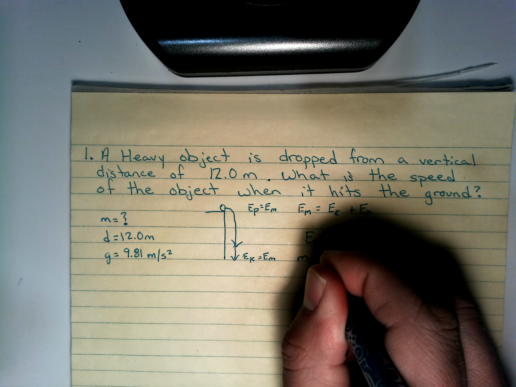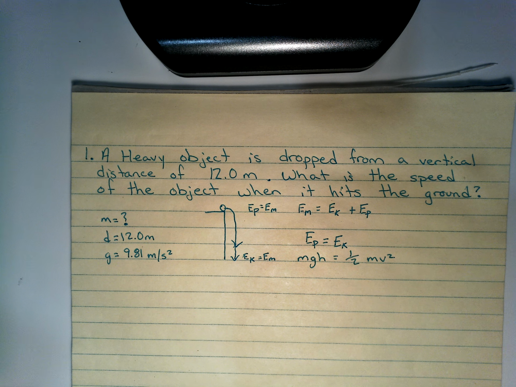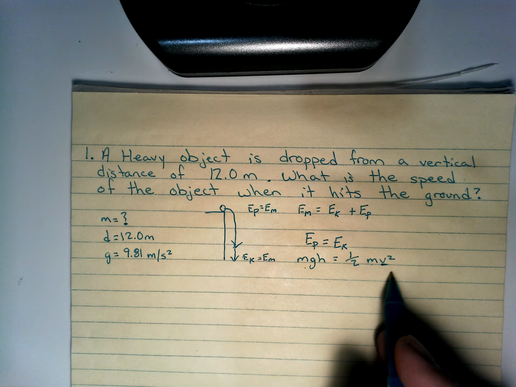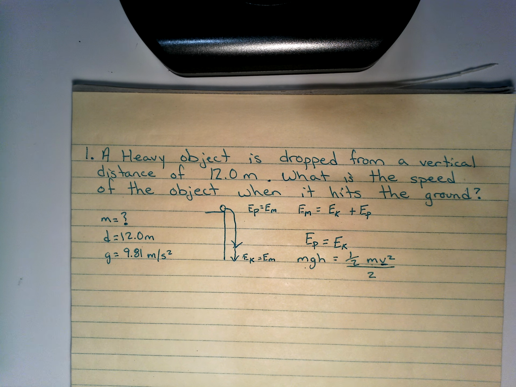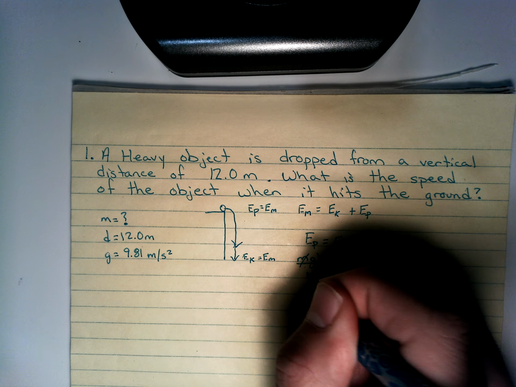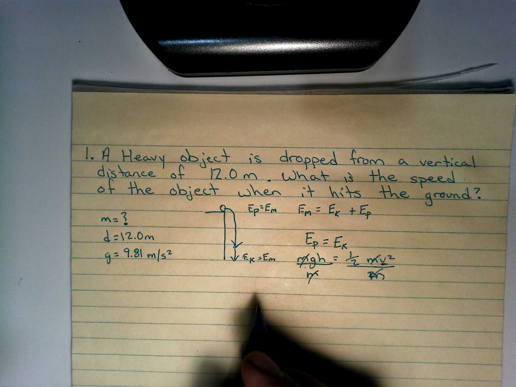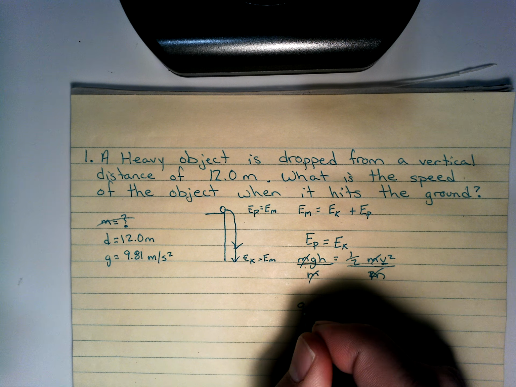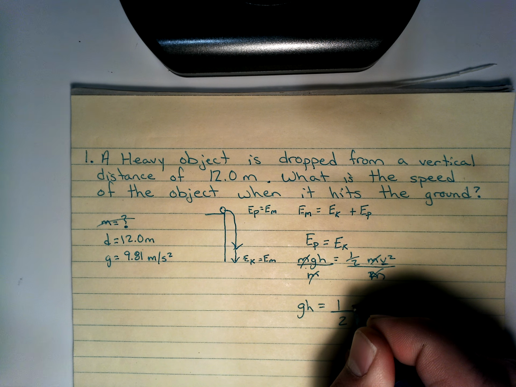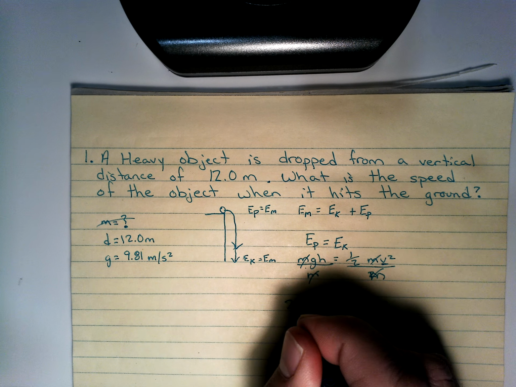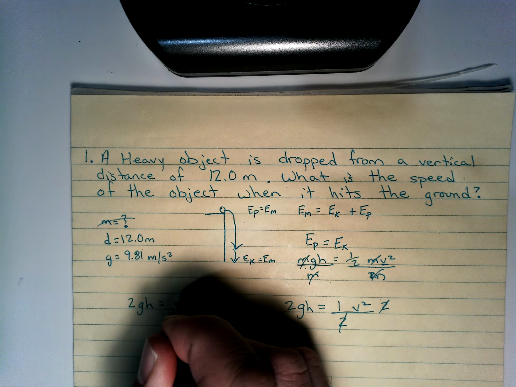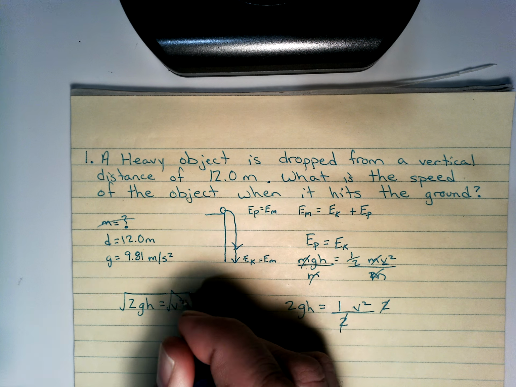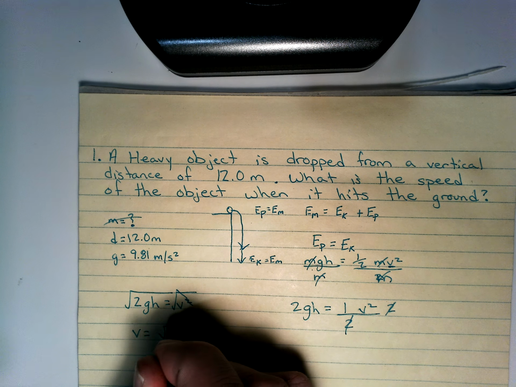Our potential energy formula, mgh, is equal to 1/2 mv squared. We want to solve for v. We don't have m, but we have g and h, so we can rearrange this formula to solve for v. We divide both sides by m, and the m's all cancel. That's why we don't need the mass; it doesn't matter. Now we have gh equal to 1/2 v squared. We multiply both sides by 2 to get 2gh equal to v squared. We square root both sides, so v is equal to the square root of 2gh.